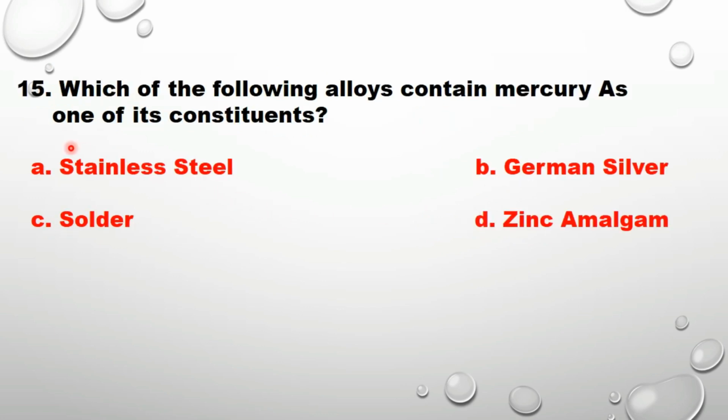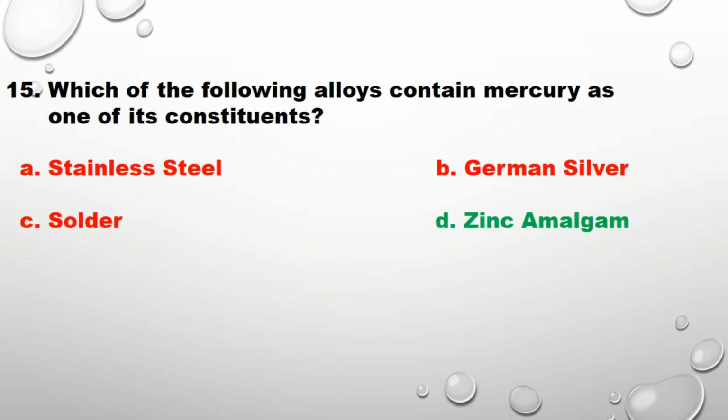Another question. Which of the following alloys contain mercury as one of its constituents? Option A stainless steel, B German silver, C solder, D zinc amalgam. And the answer is option D zinc amalgam. 16th question.